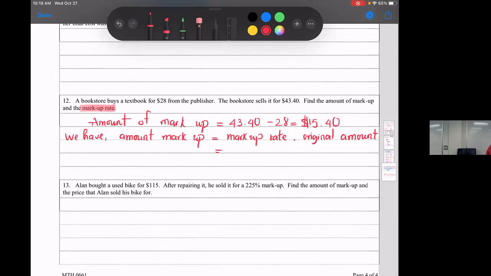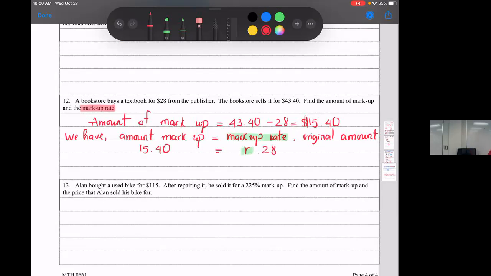Oh, okay. All right. So what's the markup rate? Well, I don't know, that's what I'm looking for. The markup amount is $15.40. The markup rate is what I'm looking for. Can I use R instead of markup rate, because I hate writing it all the time? And the original amount is 28, right? That's why we write everything out so we don't make mistakes.